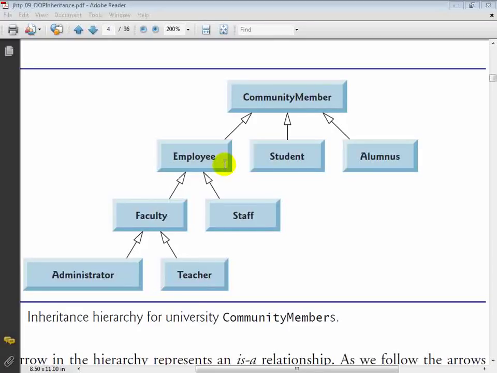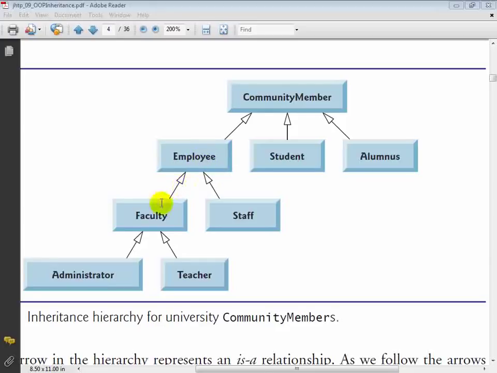And because of those is-a relationships, any place in a program that expects to receive an object of type community member can actually receive an object of type employee, student, or alumnus, and actually anything lower down the hierarchy. And that's part of the key concepts that we'll be looking at in this chapter and the next.